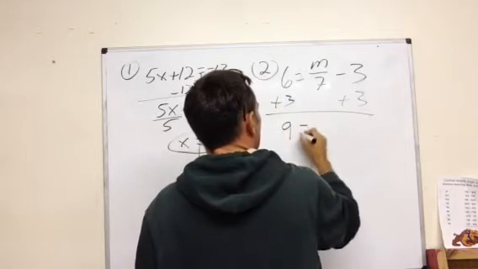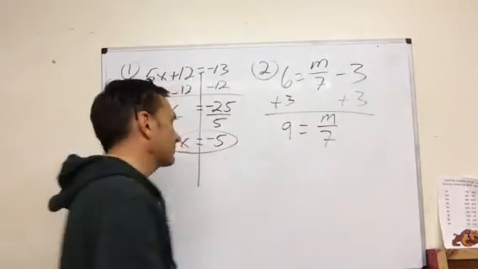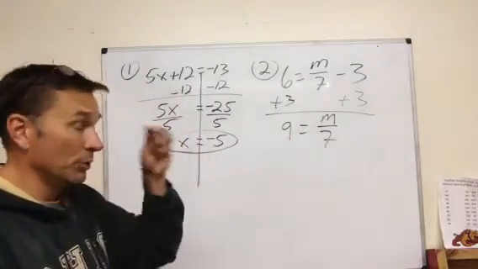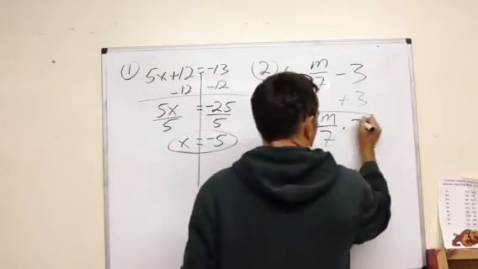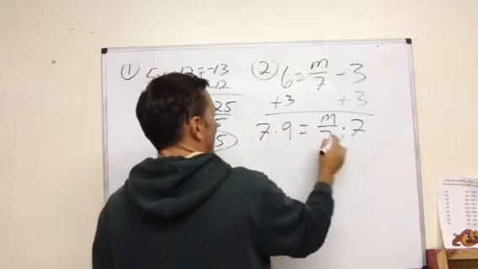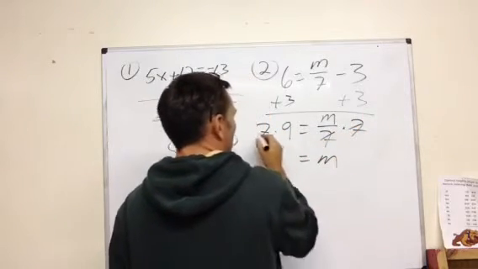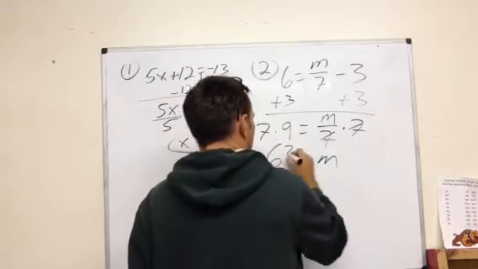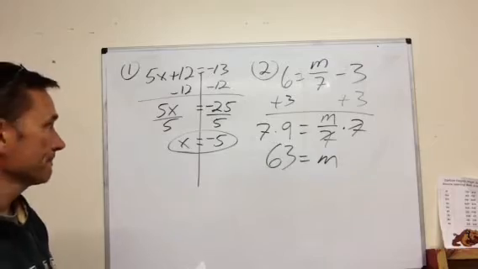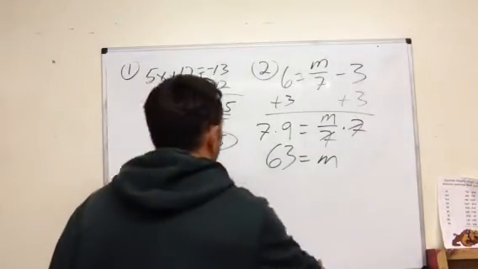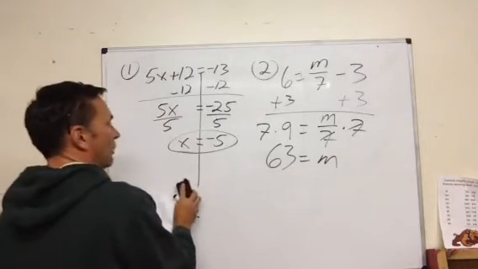I now have 9 equals m over 7. Now, how do we undo division? We multiply. Multiply both sides by 7. These 7's cancel out, and we are just left with m. And 7 times 9 is 63. There's our first two problems. If you need to, stop the video so you can absorb and copy down what's here.